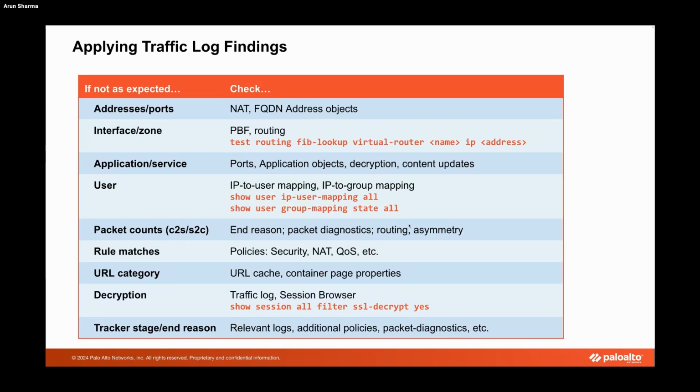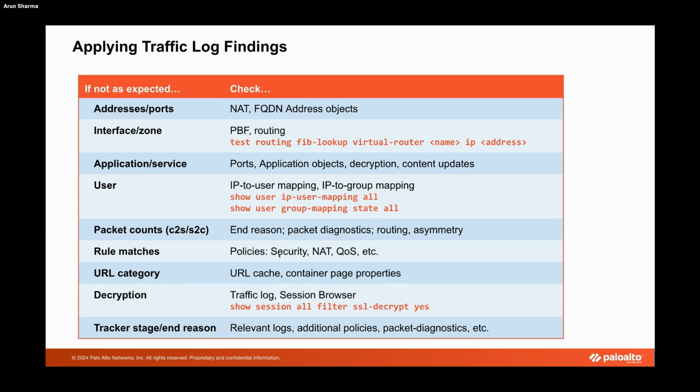And up to this point, we see the packet counts in both directions, and we are still not able to figure out what's going on. There could be asymmetric routing issues. The traffic is not taking the same path going out and coming back in. That could cause a lot of issues on the firewall because it's a stateful device. Then look for the rules which are matching, which policies we are hitting, which security rule is being used.